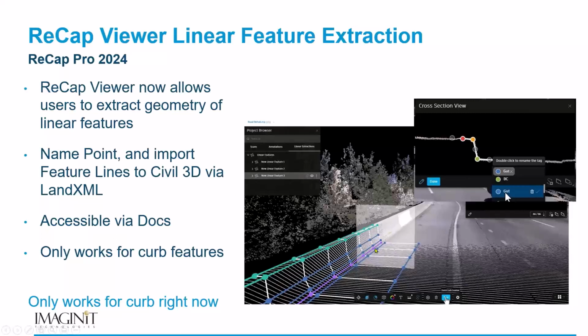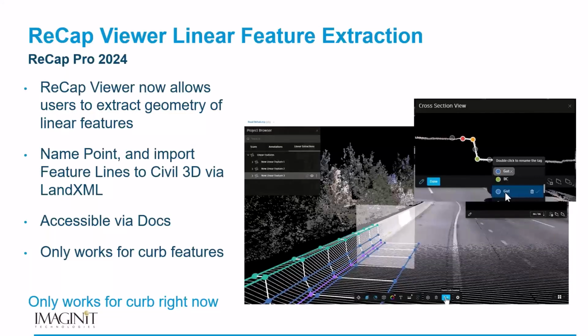The awesome part about this, we can call out these points, we can name them, and because we're using the power of the cloud, we don't have to sit here and wait for our machine to do anything. This is on the Docs portion. And what that allows us to do is to name and extract this line work. And it works for the cloud only. Hopefully in the future, we'll get more feature line extraction to be able to pull things like pavement markings, but it works really neatly for curbing right now.